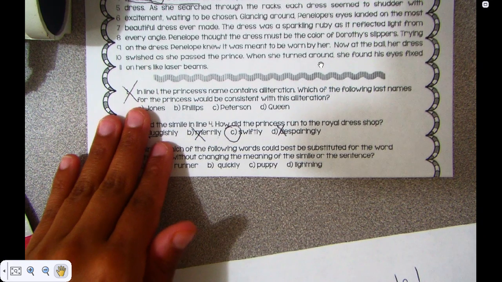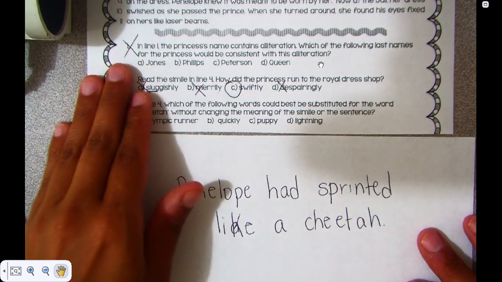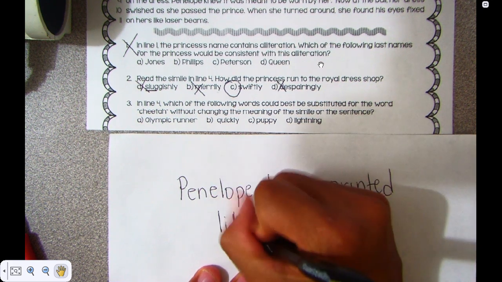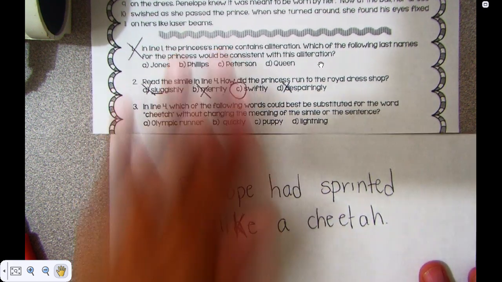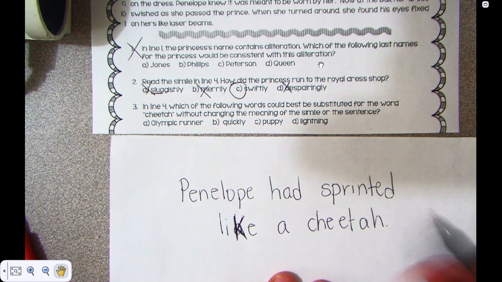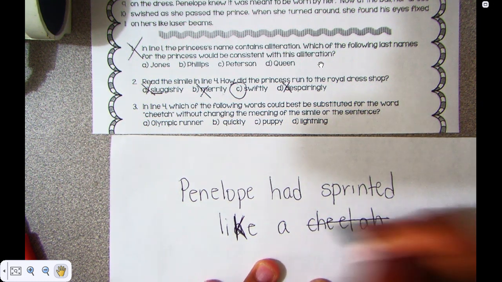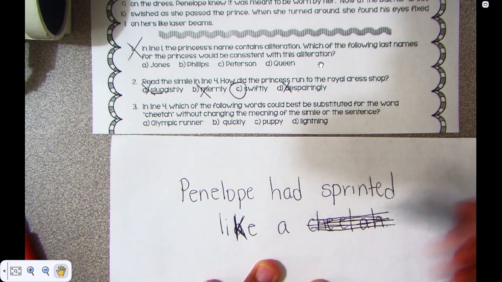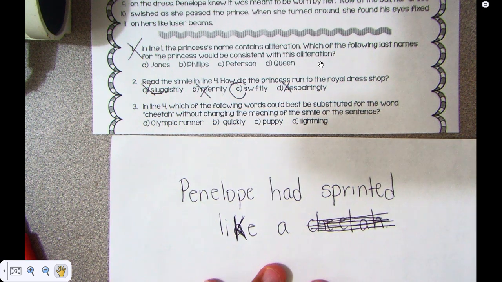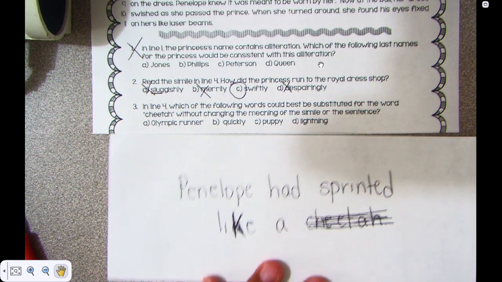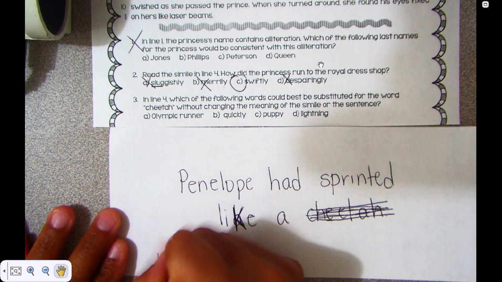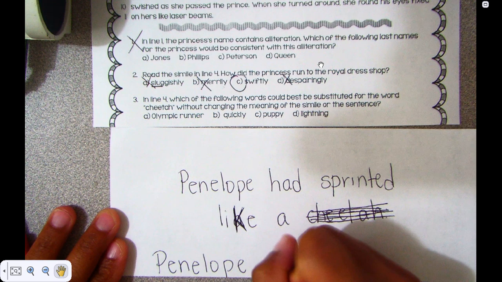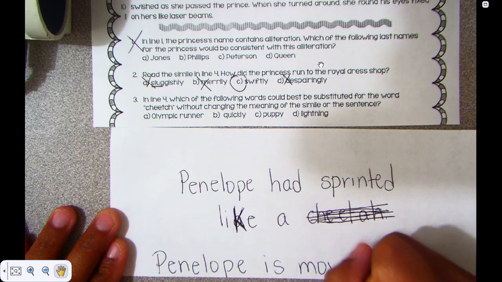Okay, if you're coming back and you're unpaused, we should both have the sentence. Penelope had sprinted like a cheetah. Now what I want to do is they want us to substitute. So see that word cheetah? Cross it out, because we need to put a substitution, a different word there. But we can't forget, this sentence means that she is moving fast. So that's the meaning. Penelope is moving fast.